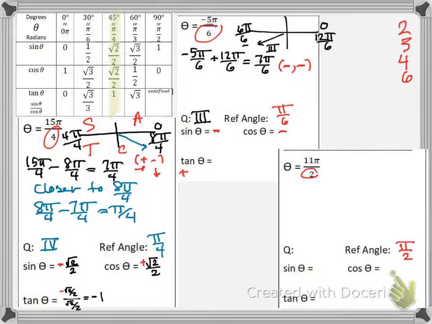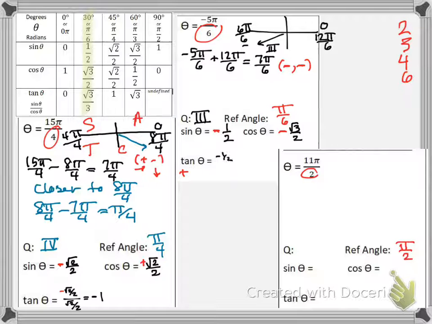So I'm looking at the pi over 6 column. I'm looking at this column. My sine is 1/2. My cosine, root 3 over 2. My tangent, divide those two things.